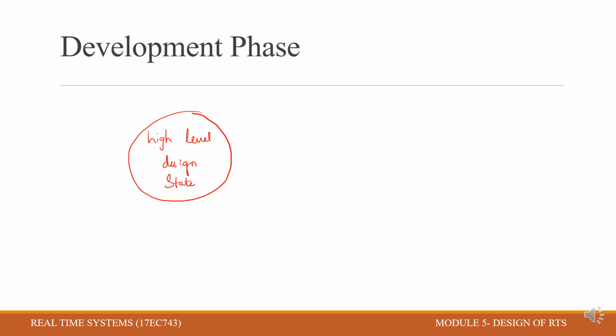When you start the development phase, the input is the high level specification. The high level design state means you will have all the high level specifications. The output should be such that you decompose the system into a set of specific subtasks.